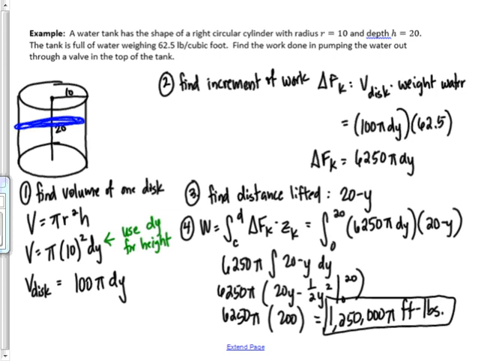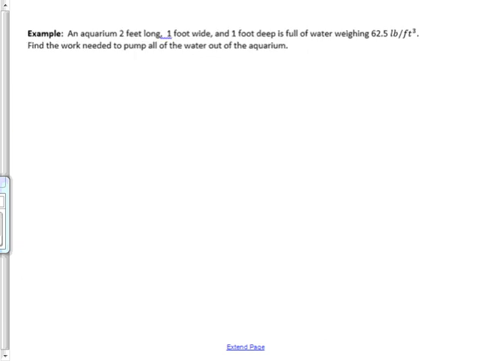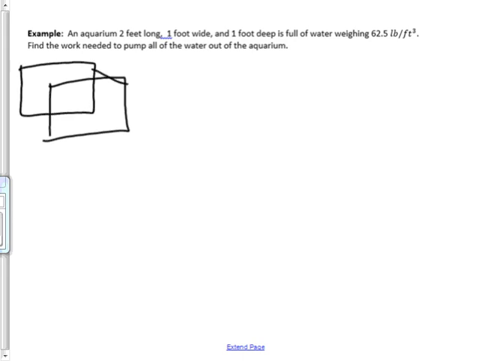All right, let's do another one like this, but with a different shape. An aquarium that is 2 feet long, 1 foot wide, and 1 foot deep is full of water weighing 62.5 pounds per cubic foot. I'm not the best at drawing these, but you'll get the idea. So I have this aquarium, 2 feet long, 1 foot wide, 1 foot deep, and I want to find the work needed to pump all of the water out of the aquarium.